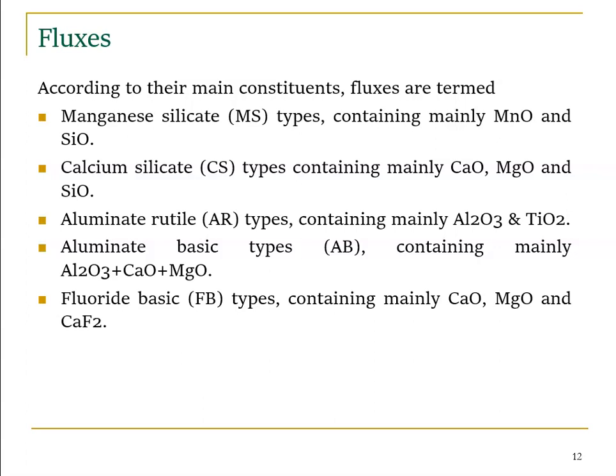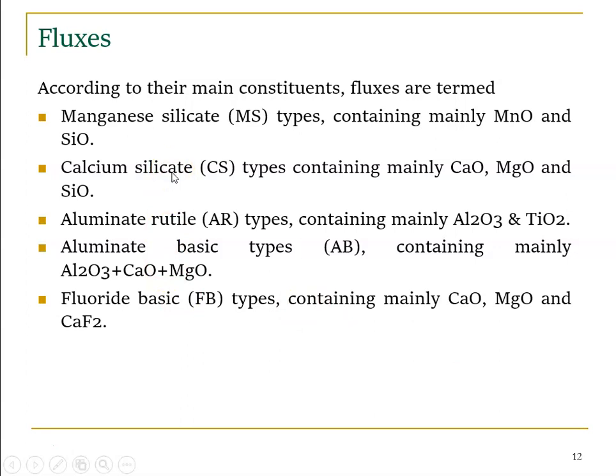containing mainly CaO, calcium oxide, magnesium oxide and silicon oxide. Similarly, we have aluminum rutile, AR type, containing mainly Al2O3 and titanium oxide. So aluminum basic types, AB, containing mainly aluminum oxide, CaO plus MgO. Similarly, we have a fluoride basic, FB type, containing mainly calcium oxide, magnesium oxide and CaF2, calcium fluoride. So we have a variety of fluxes available.